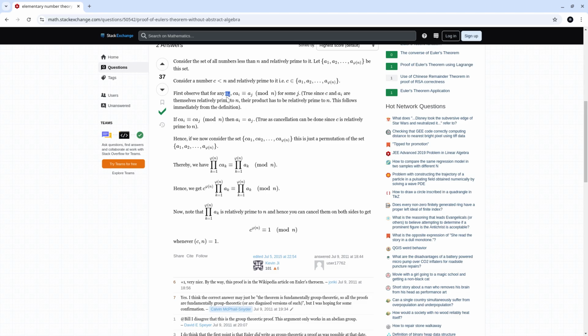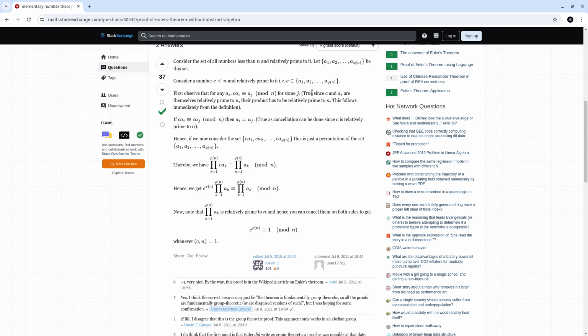If we pick 3 as a sub i, and we pick 3 to be c as well, then 3 times 3 is 9. 9 modulo 11 is congruent to another element, 9. A sub j is 9 modulo n, inside of the group for some j. Well, j was 9 in our case.